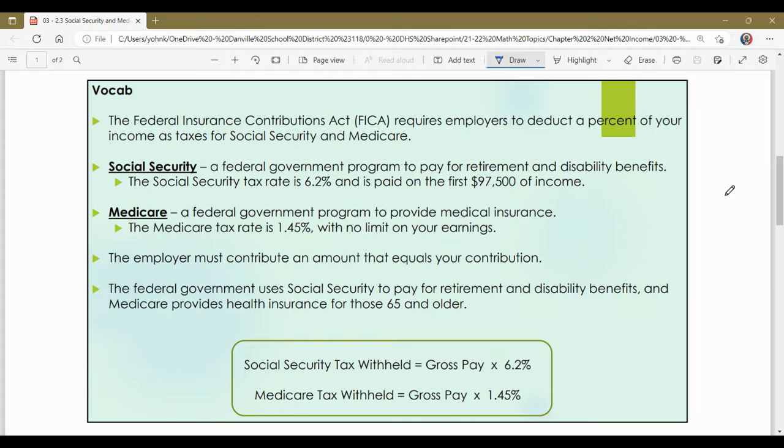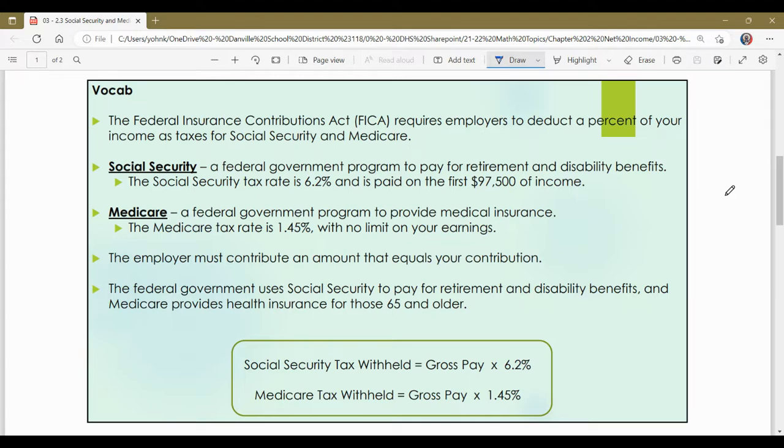And if you earn up to $97,500, then you get taxed on all of that. So basically, you stop getting taxed if you earn more than $97,500 in a year. So if you earn $50,000, you get 6.2% taken out. If you earn $80,000, you still get 6.2% taken out.